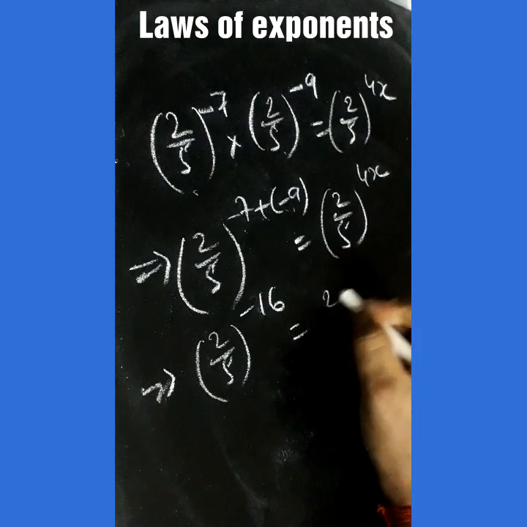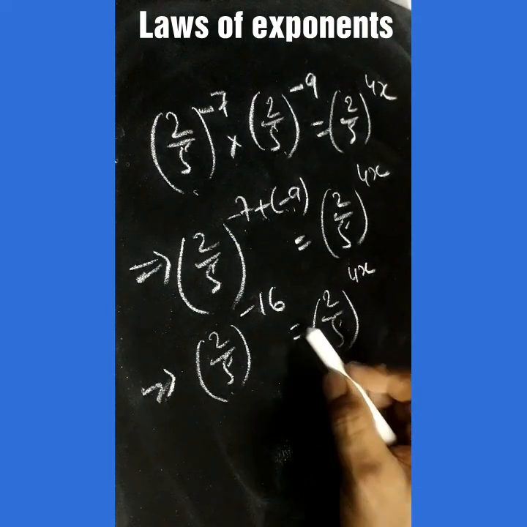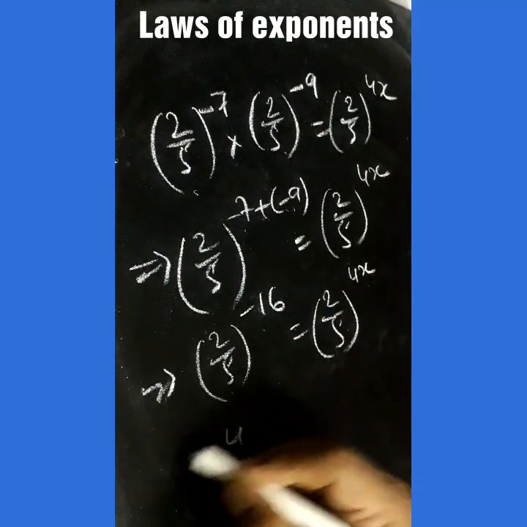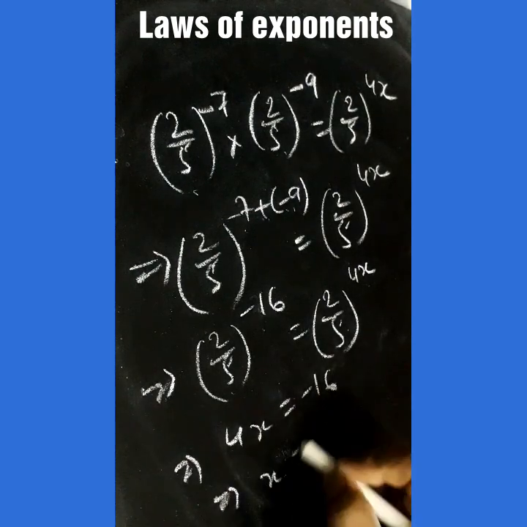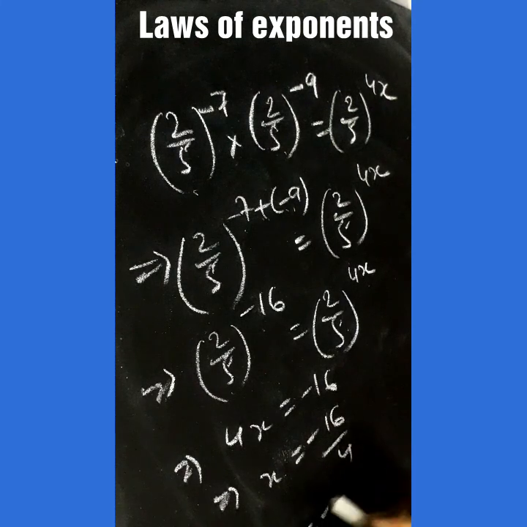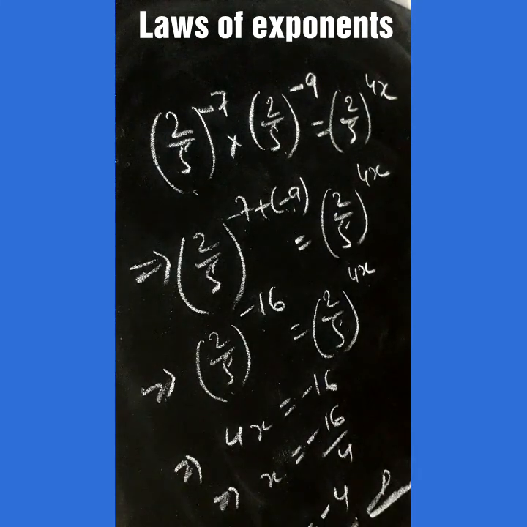Here minus 7 plus minus 9, minus 7 minus 9, you can directly add and it will become minus 16. (2/5) raised to the power minus 16 equals (2/5) raised to the power 4x. Here bases are same, equality sign, then the powers will be equal. Means 4x will be equal to minus 16. x is equal to minus 16 by 4. x is equal to minus 4. This is our answer. In this way we can use laws of exponents for solving sums.